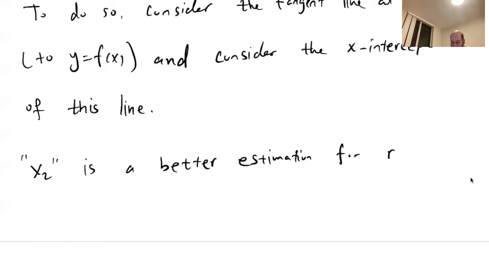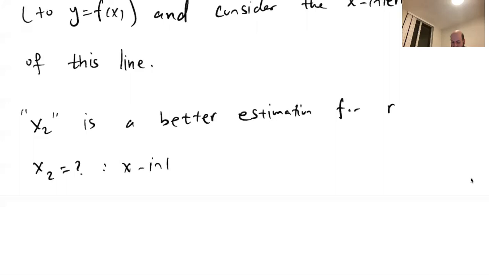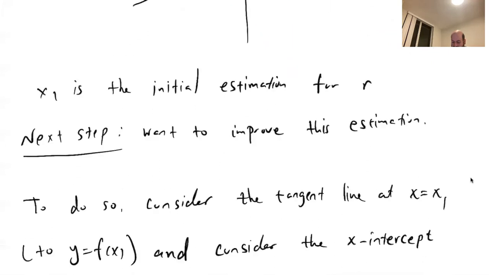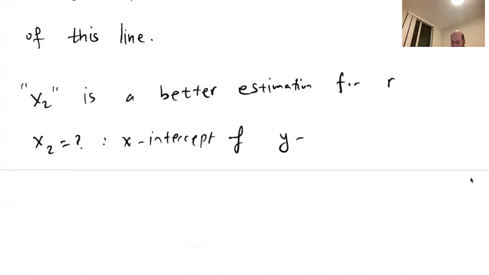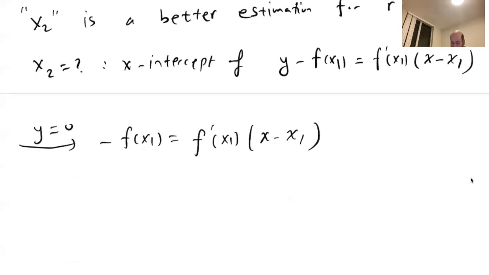for R. And what is x2? Well, x2 is the x-intercept of which line? The tangent line at x1. What is the tangent line at x1? Y minus f of x1 equals f prime of x1 times x minus x1. So if I replace y with 0, then we get minus f of x1 equals f prime of x1 times x minus x1. And then I just need to solve for x, right?